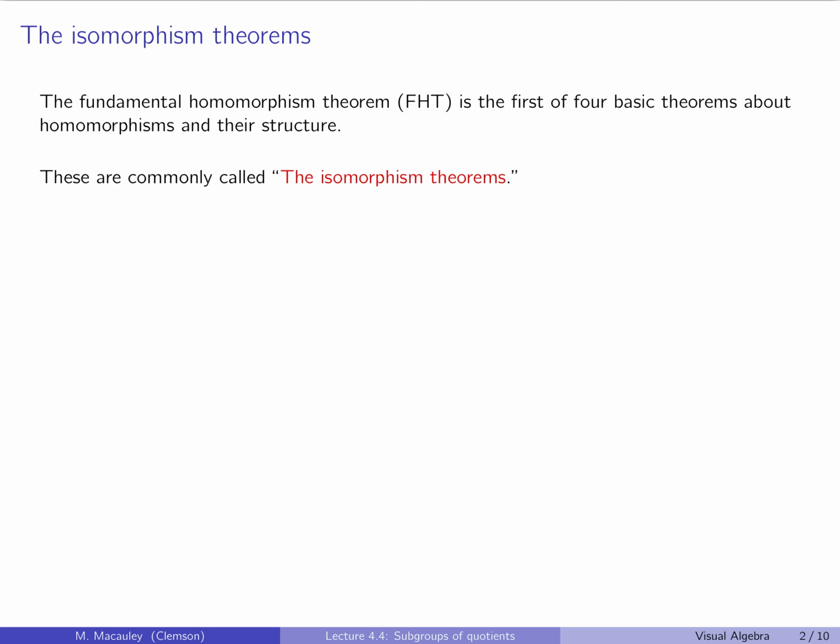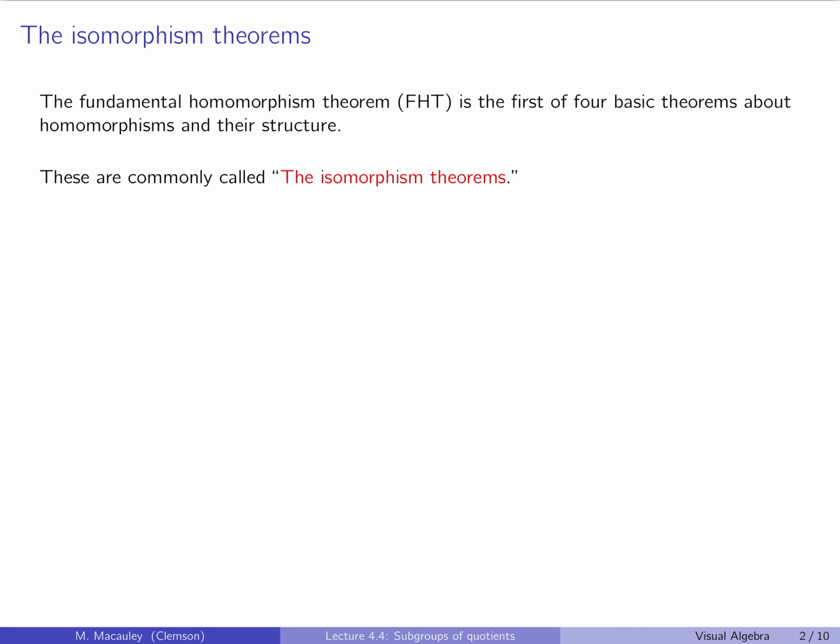The fundamental homomorphism theorem, or FHT for short, is the first of four basic theorems about homomorphisms and their structure. These are commonly called the isomorphism theorems. Some sources number these theorems and others give them names. However, the order in which they are presented varies wildly. I like to joke that it's like the last four gifts on the song 12 Days of Christmas. Every version does it a little bit differently. Because of this, I prefer giving them names.